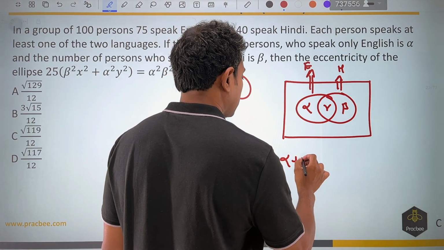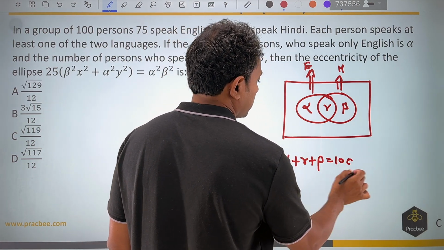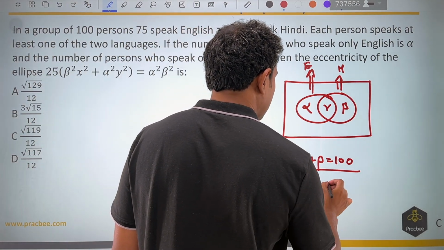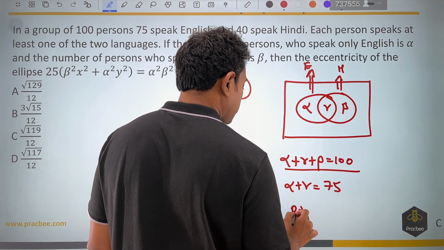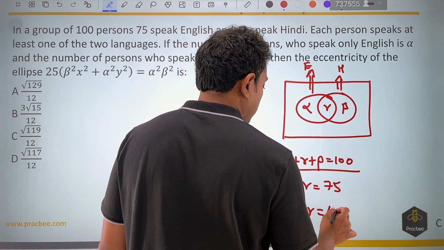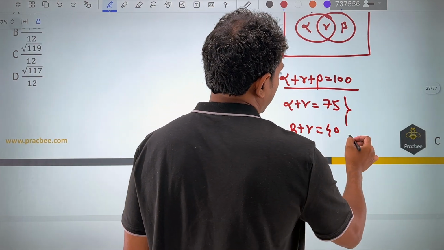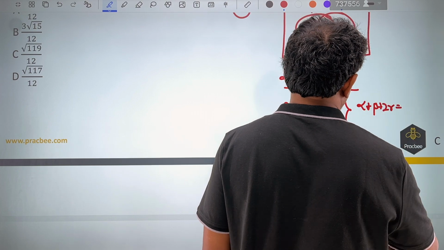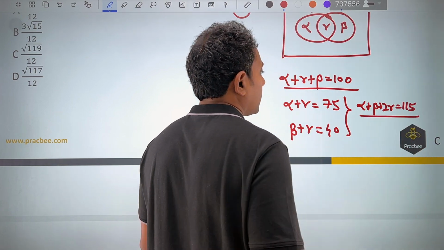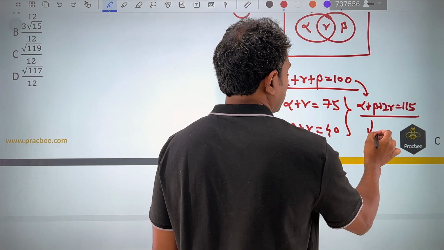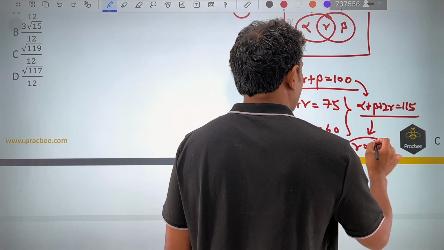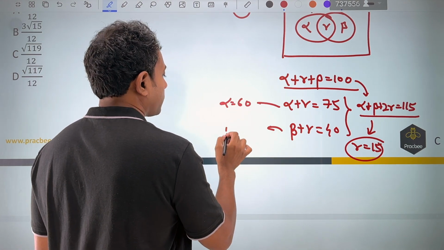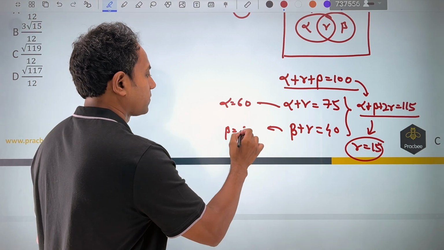First is, if I add alpha plus beta plus gamma, this will become 100, because all the people speak at least one language. Also, alpha plus gamma, people who can speak English, are 75. People who can speak Hindi are nothing but 40. So if I add this up, it will become alpha plus beta plus 2 times gamma equal to 115. And if I subtract the first equation from here, the value of gamma comes out to be 15. Once gamma is 15, from here I will be able to get the value of alpha, that is 60. From here I can get the value of beta, that is nothing but 25.